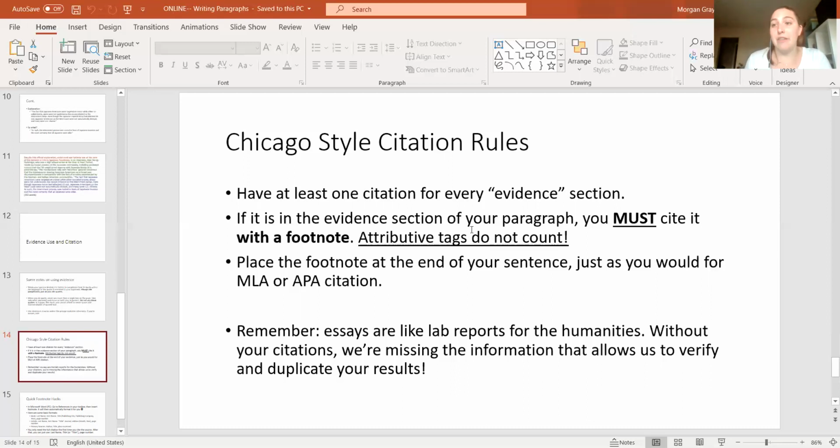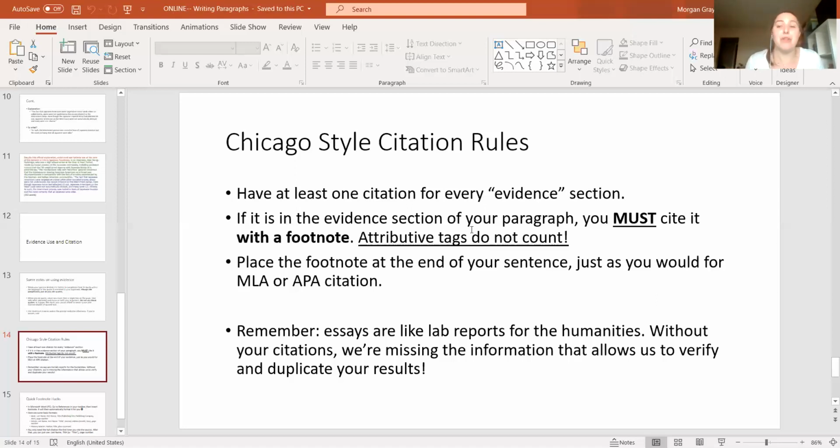Again, have 1 citation for every evidence section. If it is in that evidence section, you must cite it with a footnote. Attributive tags don't count. For example, some of you may have been taught in an English class that if you say in the first part of the paragraph, according to John Smith in this article, and then you paraphrase him, then you don't need a citation. In history, you do. Regardless of what you say in the text, history will require a footnote for every citation that you use. But the rules for where you place the citation are the same as MLA or APA. You put it at the end of your sentence.